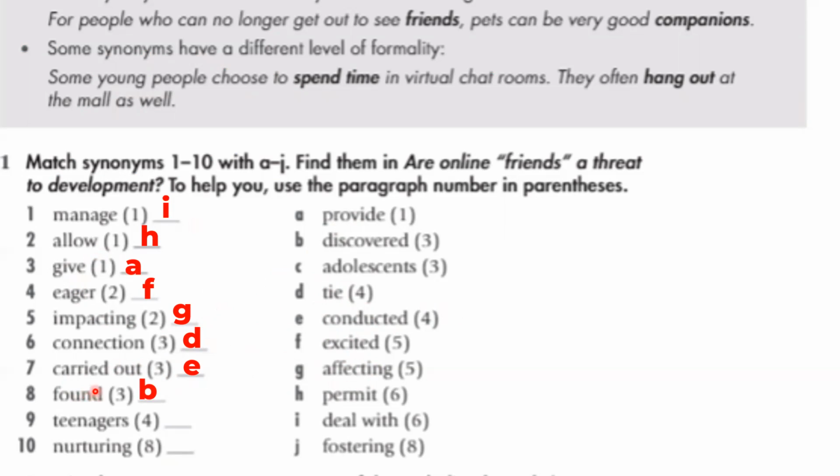Then for the word found, we have that discovered means the same. A synonym of teenagers will be adolescents, and a synonym of nurturing will be fostering. Right? Well done. So check your answers. If you have any mistake, please correct it. And if you didn't understand something, send me a message so that I can help you.